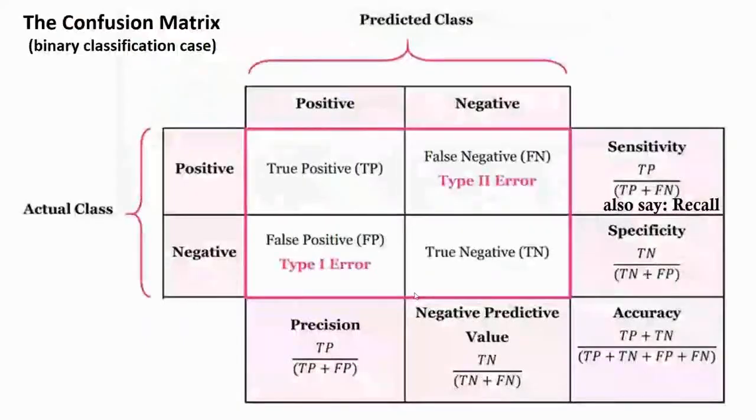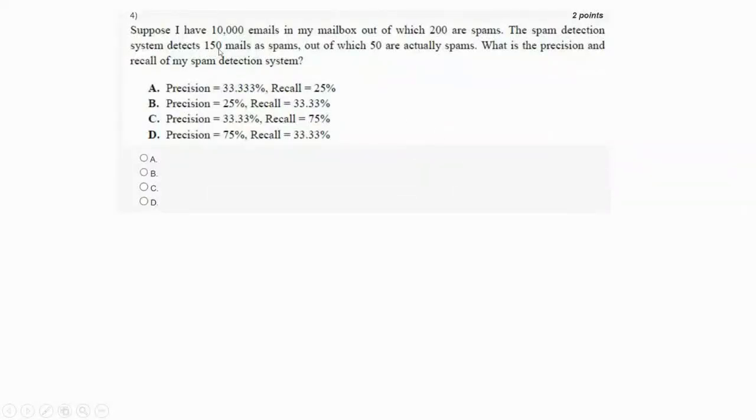Really? Not really. See, precision is what? What is the denominator in your precision? The predicted value or the actual value? In precision, the denominator is the predicted value, right? And what is your predicted value? 150. So your precision should be 50 by 150, right? So it should be 33.33. Do you get my point?